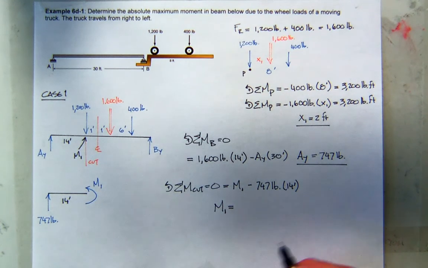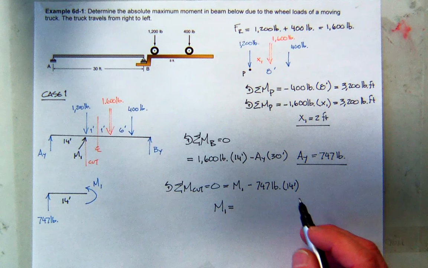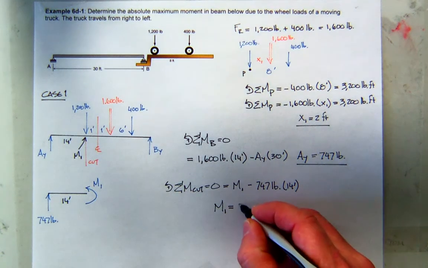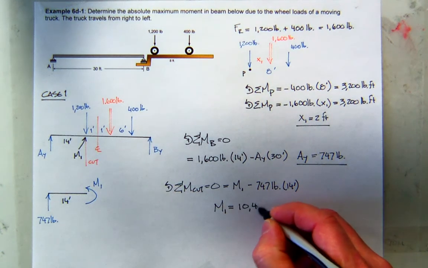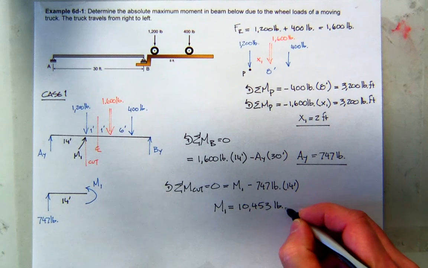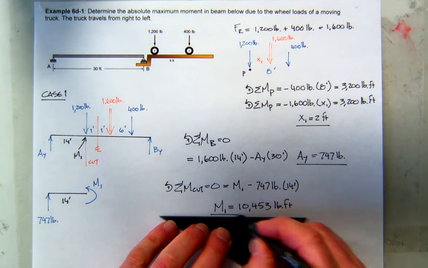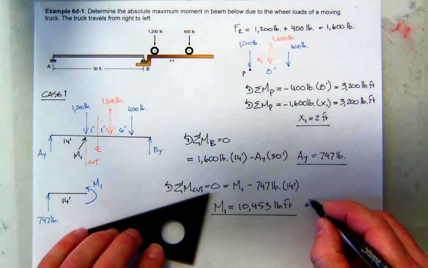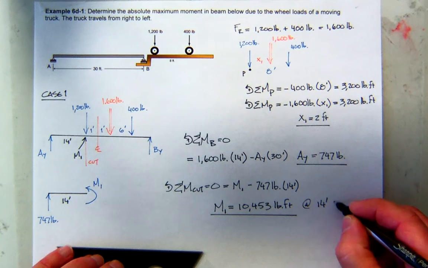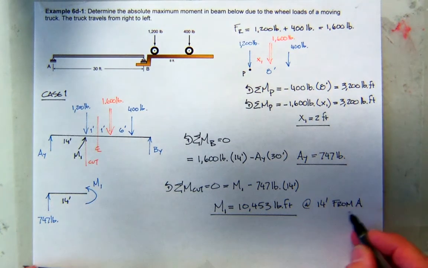Should be more than that. 747 times 14? 10,000. Oh, 10,000. Yeah, that's 10,400. 10,453. And that should be pound feet. And that would be at 14 feet from A. So that's location and value.